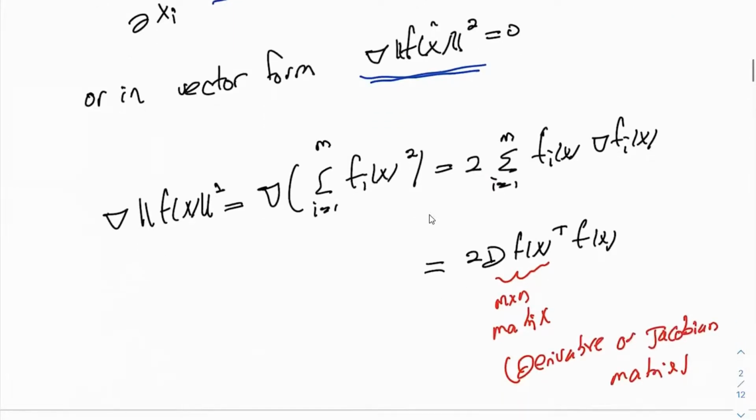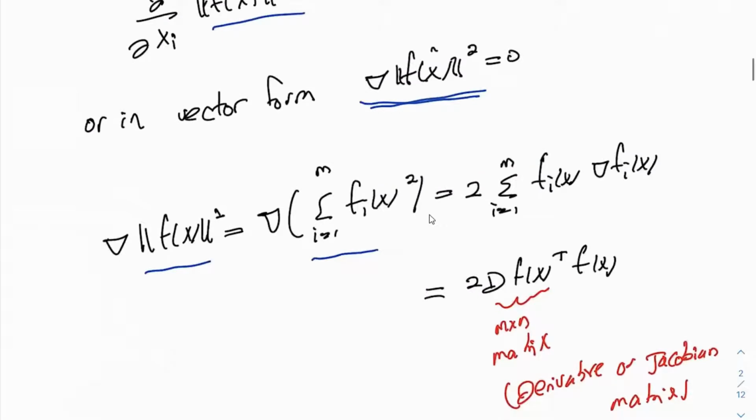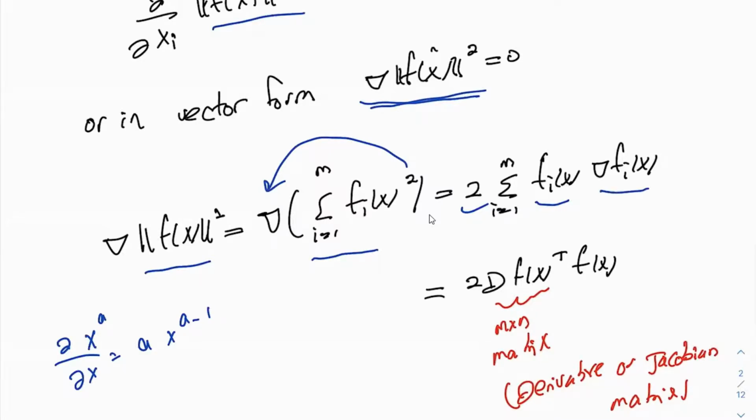So we write the definition of norm f of x squared. We write this sum of i from 1 to m, fi of x squared. This is this. This is this. That's what this one says. Okay, we take a gradient, and what do we get? Properties of the derivative. What's the derivative of x^a with respect to x? It's a x^(a-1). So here 2 comes here, right? 2 comes here, and then we have fi of x, and then gradient of fi of x, like a chain rule that we have.